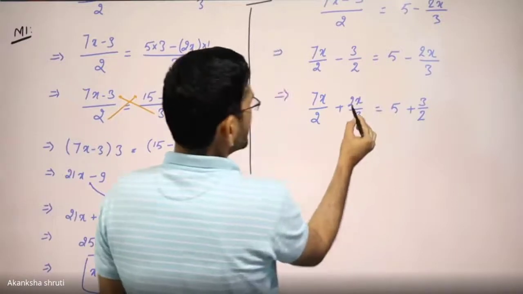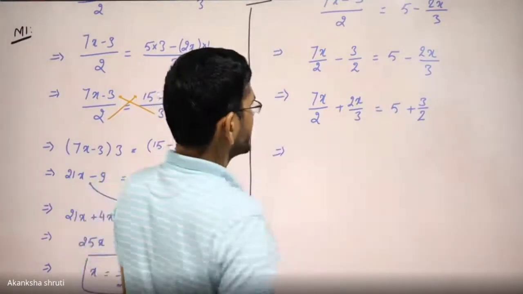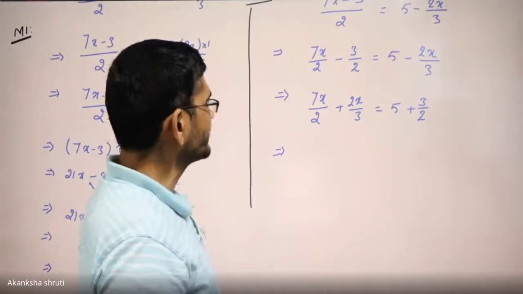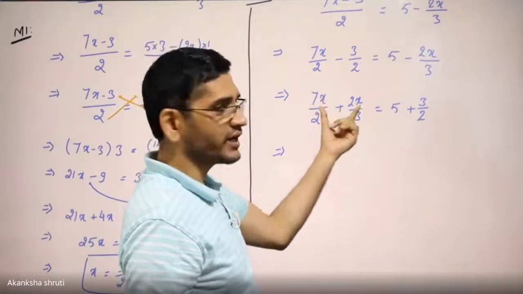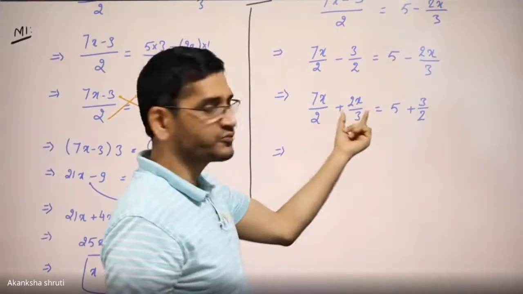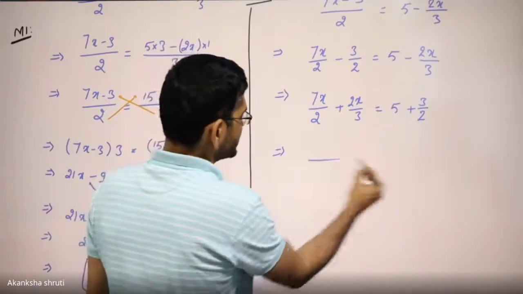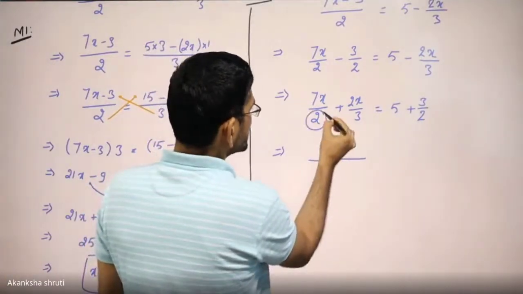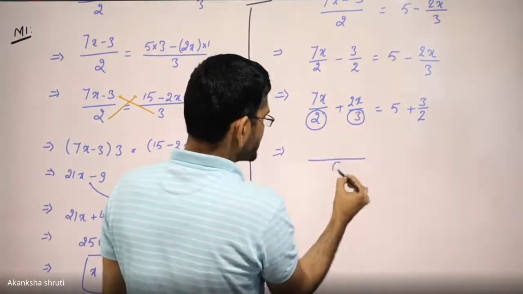Now these two terms in left hand side contain the variable. We have to solve it. How to solve? We have to club these two terms together. It is like the addition of two fractions, students. So we shall go for taking the LCM of this 2 and this 3. What is the LCM? 2 and 3, it is our 6.